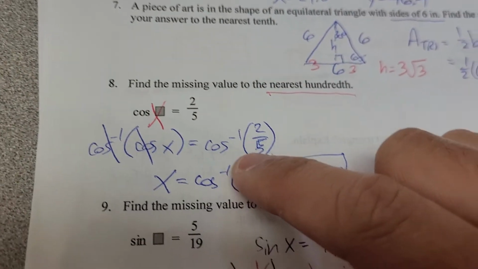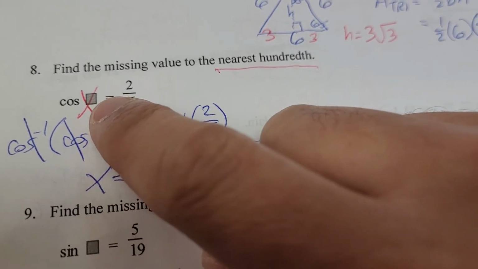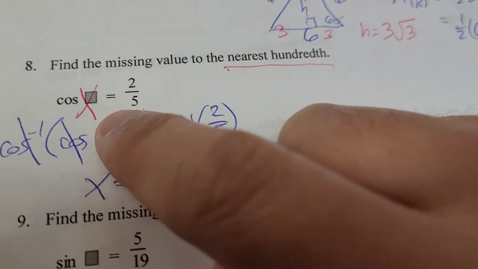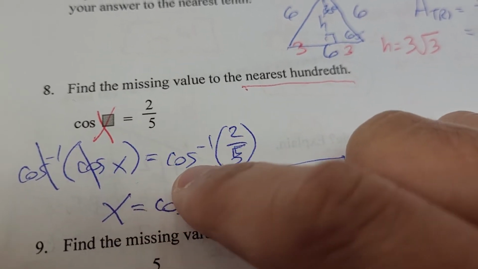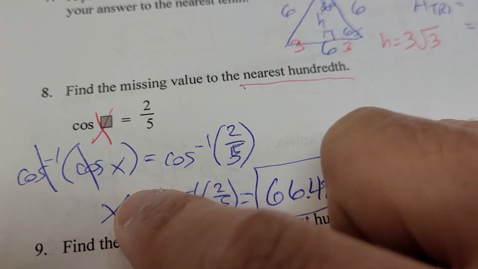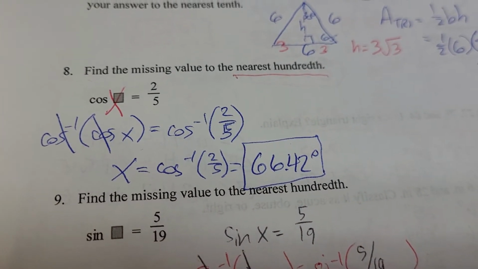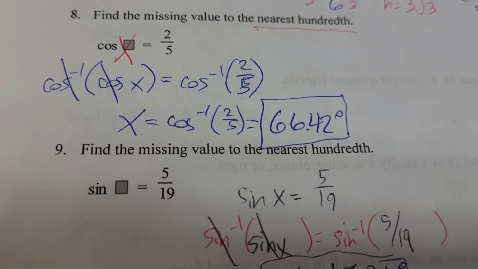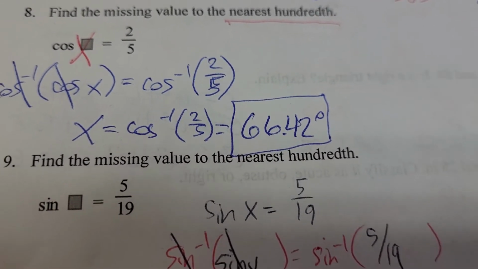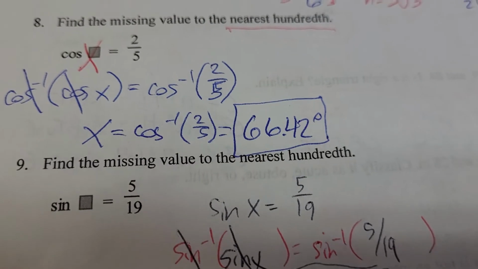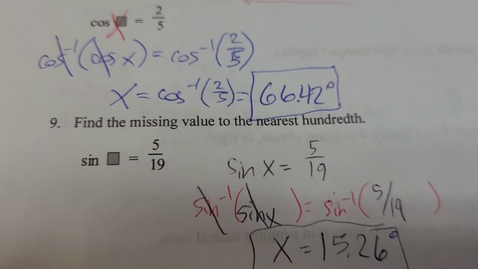Okay, number 8. Find the missing value. I'm just going to say that that's an x in there. So I'm going to say cosine of x equals 2/5. Well, I just want the x. So to get rid of the cosine, I'm going to have to take the inverse cosine of both sides. The inverse cosine of cosine x is just x. The inverse cosine of 2/5 is going to be 66.42, and this is degrees. If you use the inverse trig functions, this will be degrees.